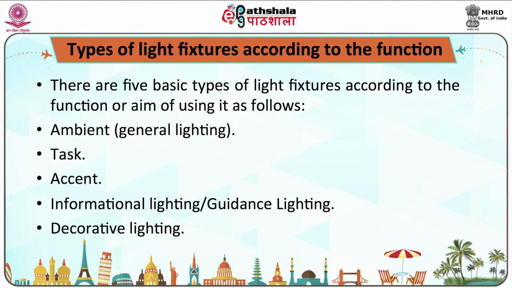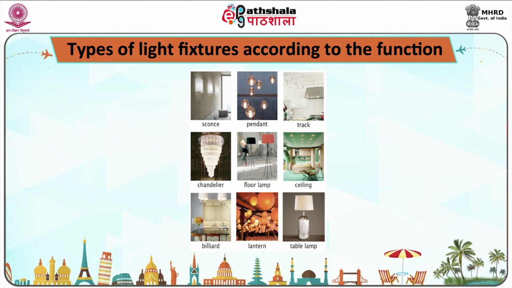Now, we talk about types of light fixtures according to the function. There are 5 basic types of light fixtures according to the function or aim, as follows: ambient, that is what we call general lighting, task, accent, informational lighting, guidance and decorative lighting. We take them one by one.